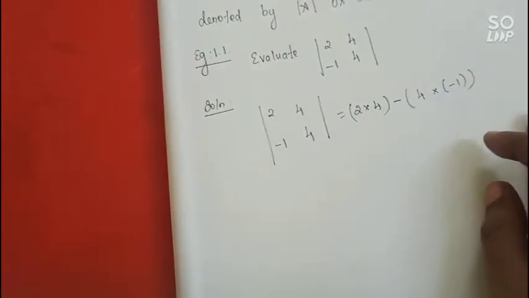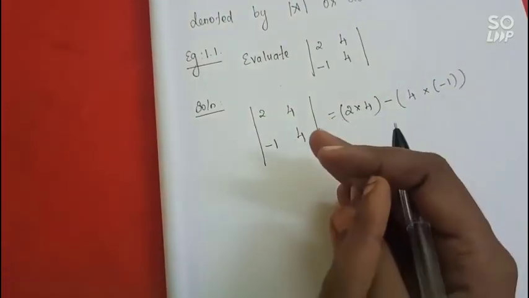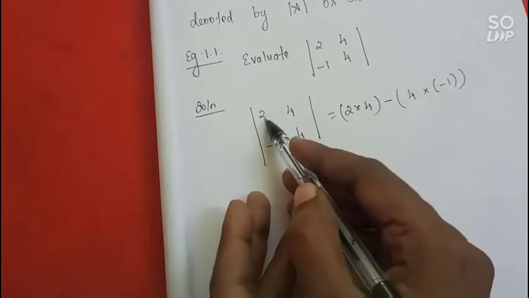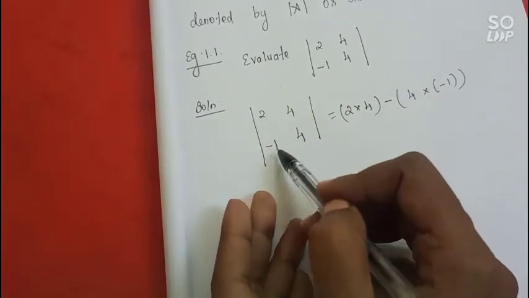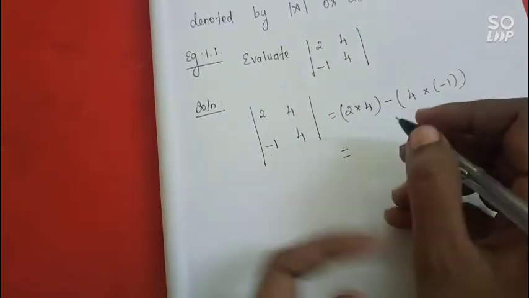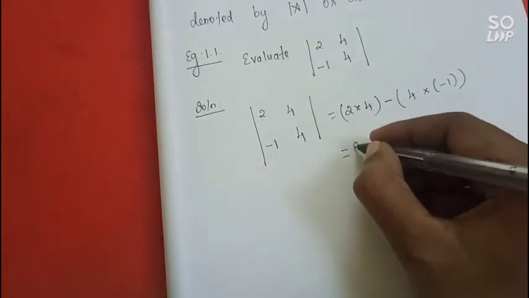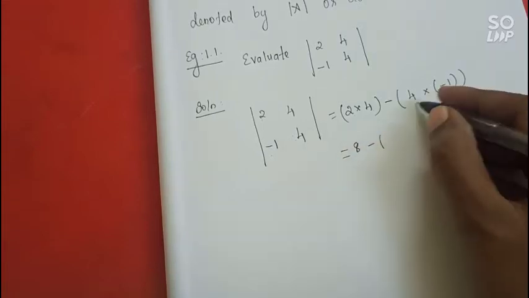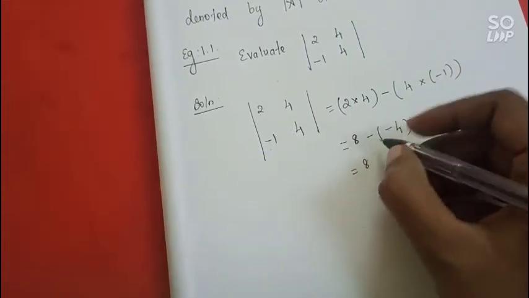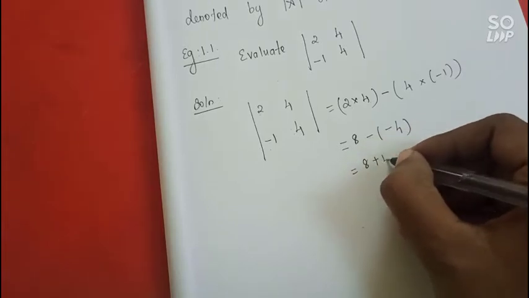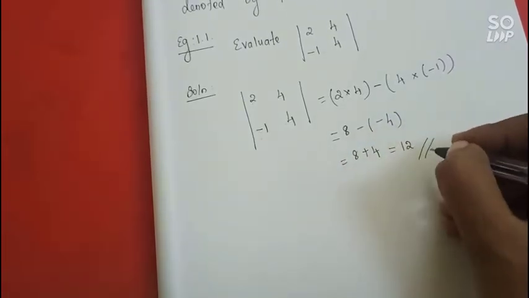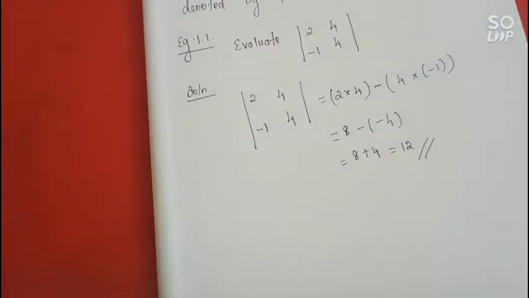Understand? For 2 by 2 you will find it very easily, but for a 3 cross 3 matrix it will be difficult. So for 2 cross 2, this product minus that product. In the product you put the same plus symbol, here it is minus. So 2 into 4 is 8, minus 4 into minus 1 is minus 4. Minus into minus is plus, so 8 plus 4. The determinant value is 12.